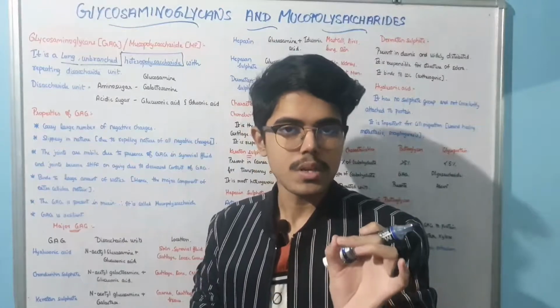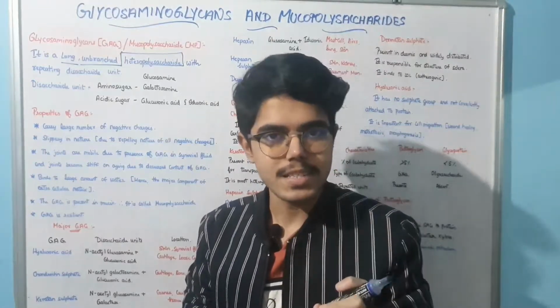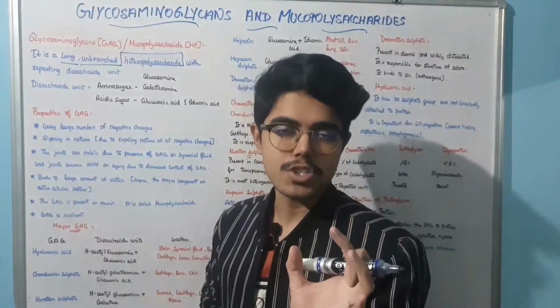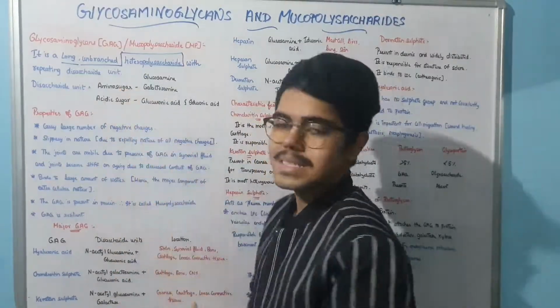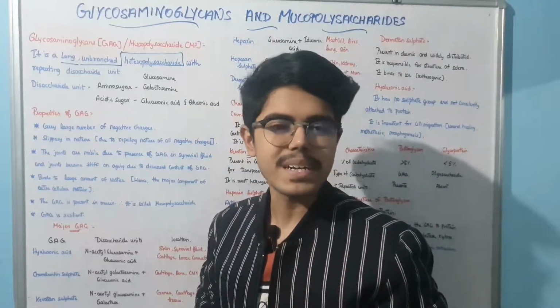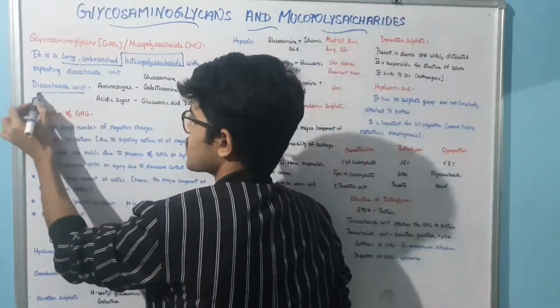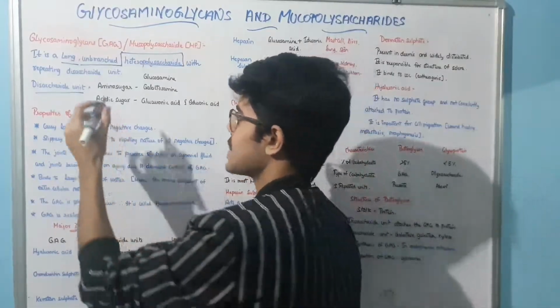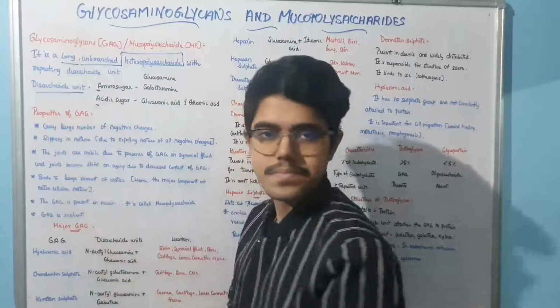So, definition. Remember, glycosaminoglycans means what? It is long, but unbranched, and a heteropolysaccharide, and has repeated disaccharide units. What is this repeated disaccharide unit, sir? Very important. The disaccharide unit consists of two things: one, amino sugar, and then acidic sugar.